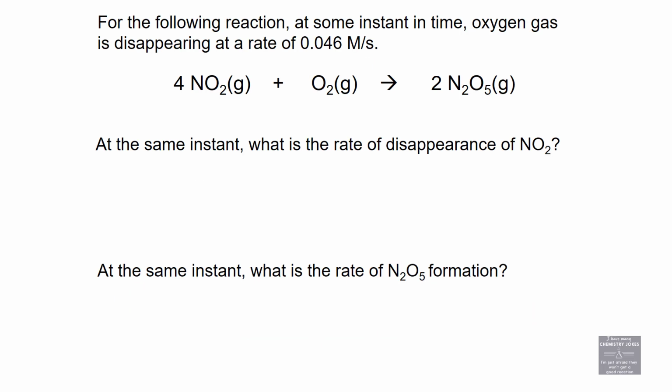One more little thing. Let's put some numbers in this instead of this 1 over A, 1 over B, 1 over C business. For the following reaction, at some instant in time, oxygen gas is disappearing at a rate of this. At the same instant, what's the rate of disappearance of NO2?